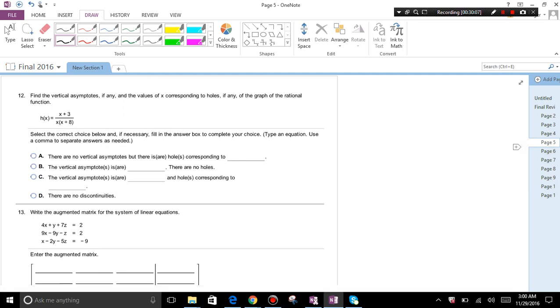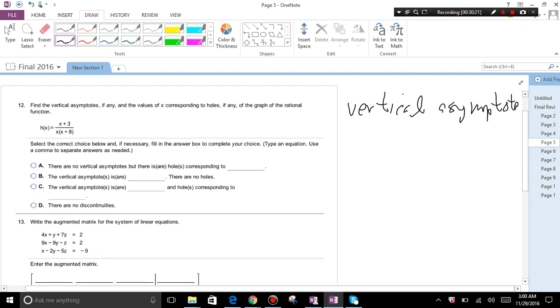Vertical asymptotes. So I'm going to talk about both. I want to talk about vertical and horizontal asymptotes. So vertical asymptotes. We talked about this as well. You want to set the denominator equal to 0 here. So the denominators here are x and x plus 8. And then you want to just set that equal to 0 and solve.